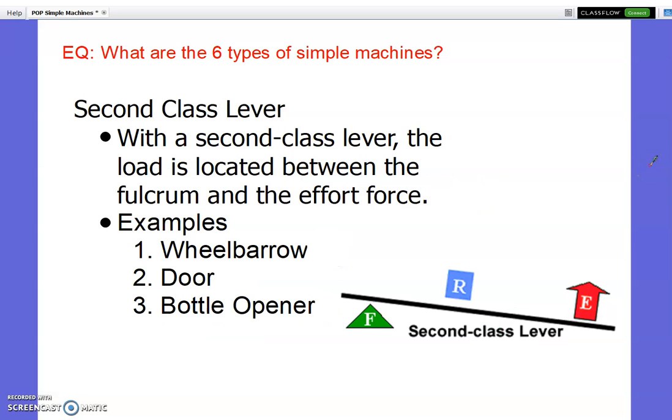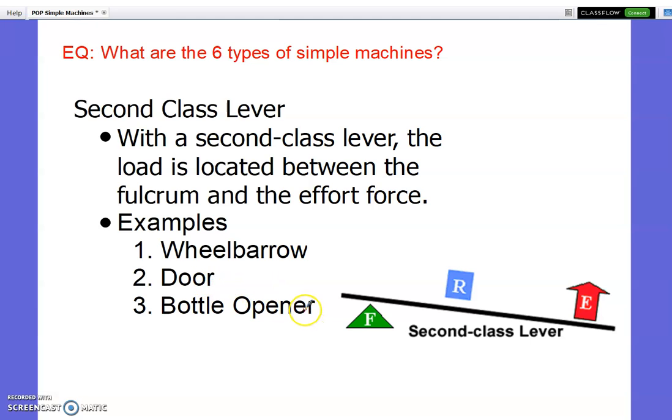In a second class lever, the load is located between the fulcrum and the effort force. So in a second class lever, the fulcrum is at one end, and I pull or push on the other end. The object I'm lifting is in the middle. An example would be a wheelbarrow. In a wheelbarrow, the wheel is the fulcrum. I apply a force here at the handles, and the object that I'm lifting, the dirt, or whatever's inside the wheelbarrow, is in the middle.